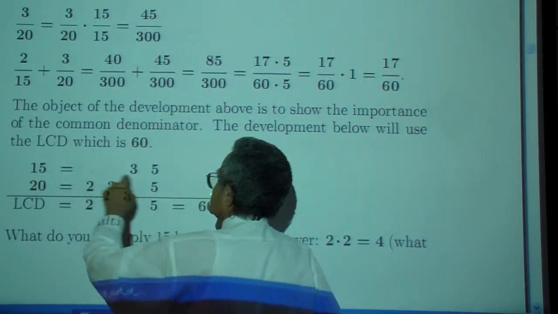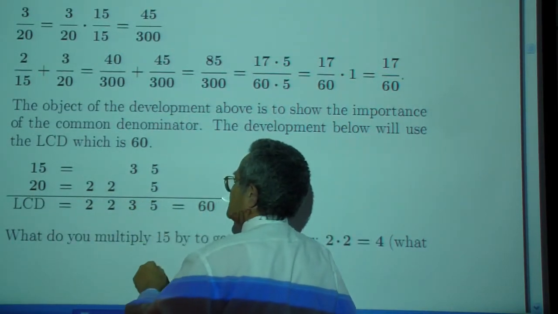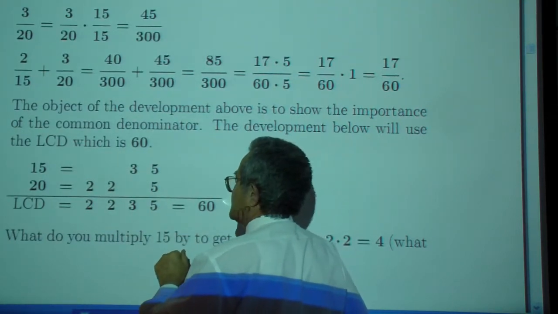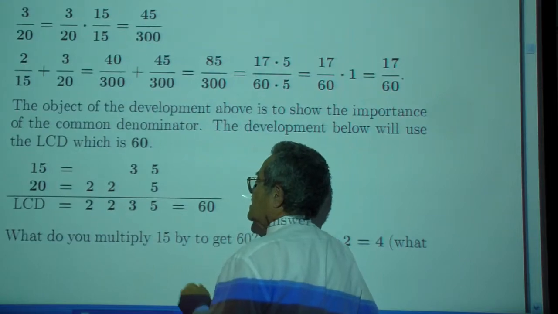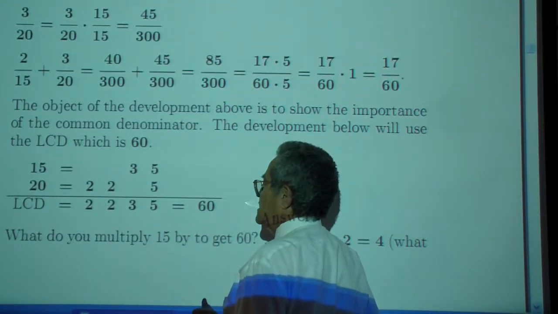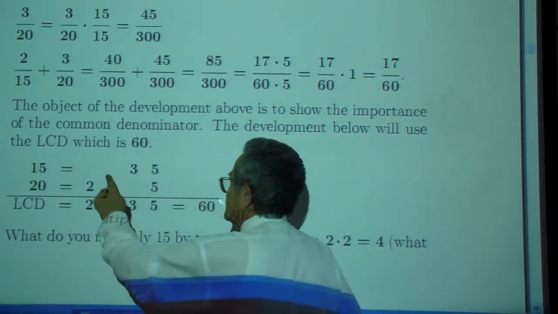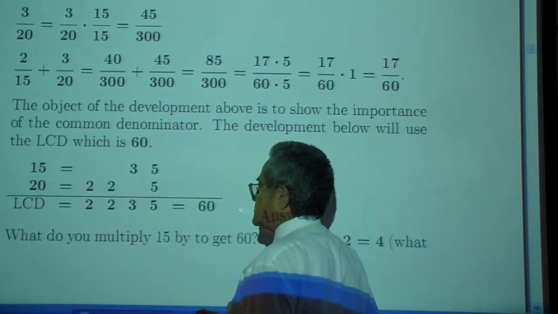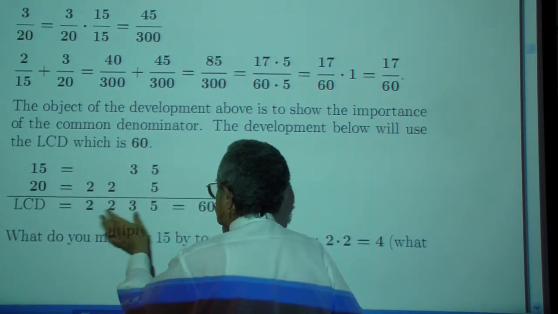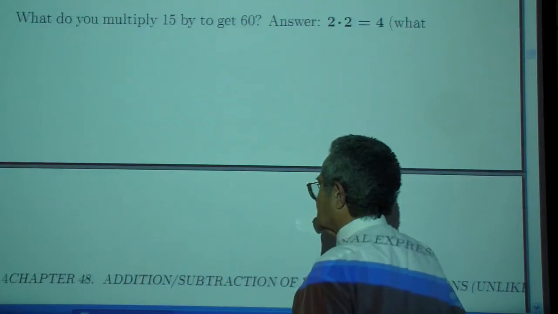I do a prime factorization of 15, a prime factorization of 20. I put as many of these numbers in the same column that I can, like these two 5s. I do not mix different factors in the same column. Least common denominator: the product of all the numbers in the columns, one number per column. So 10 times 6 is 60.